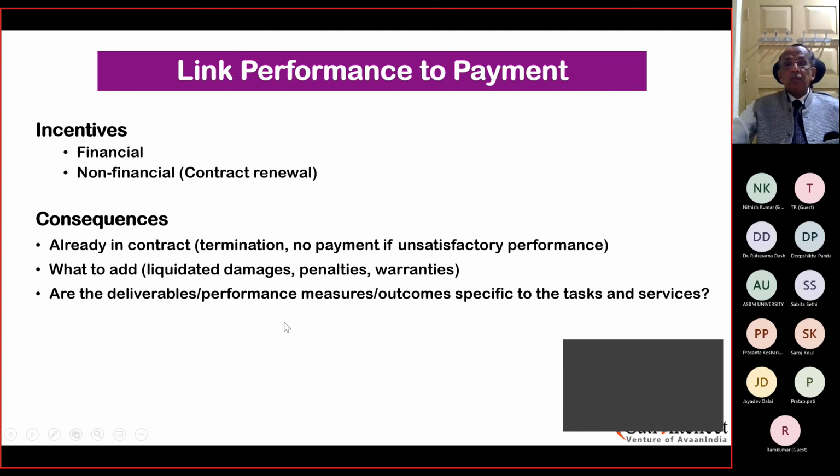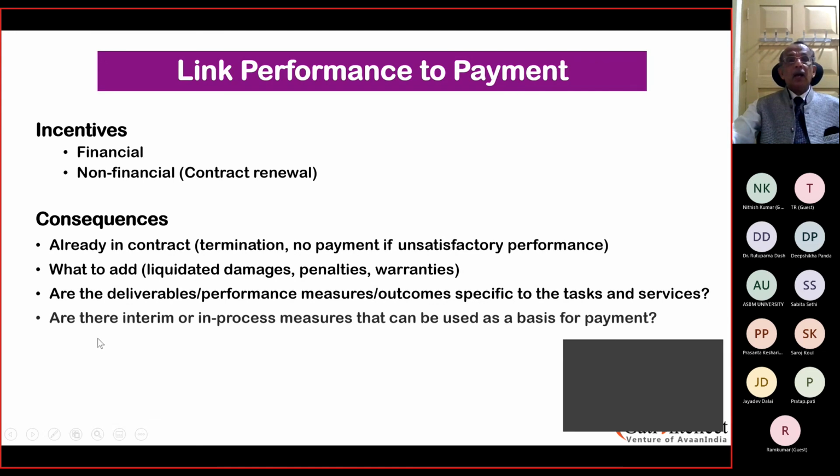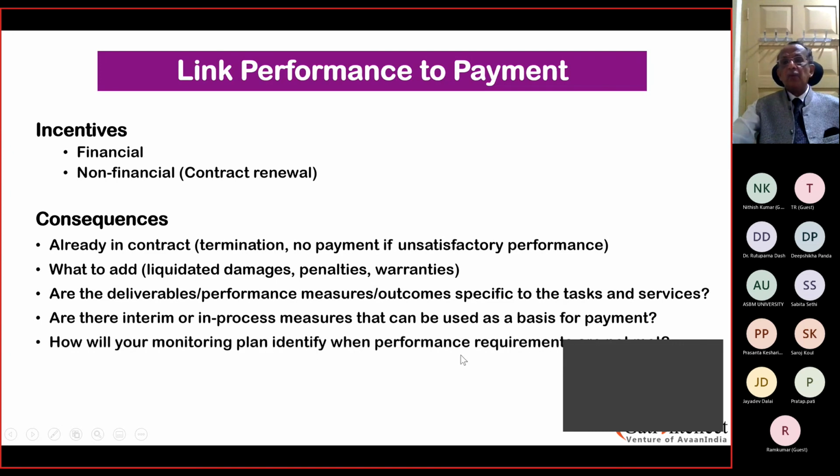Are the deliverables, performance measures and outcomes specific to the task and services? So what is required is you have to customize the very activity or the job which you want to tie to payment. Are there interim or in-process measures that can be used as a basis for payment? Yes, it can be. How will you monitor, plan and identify when performance is required?